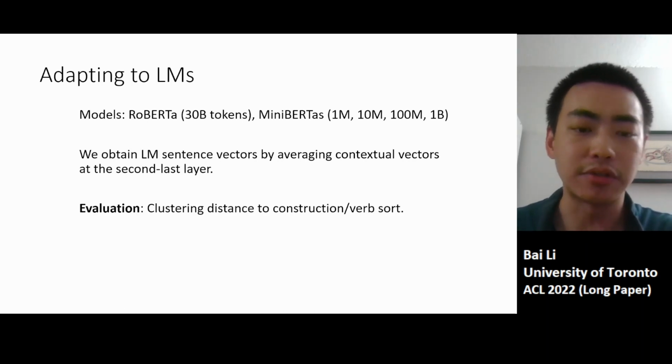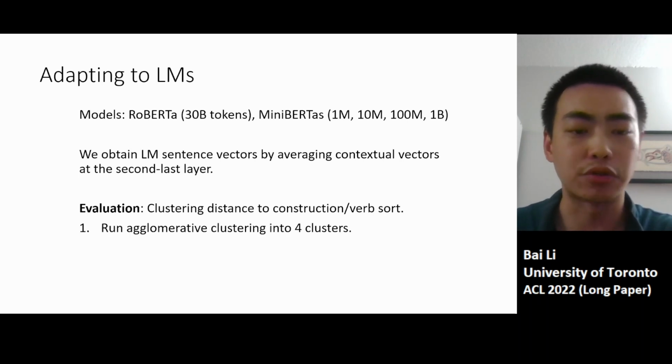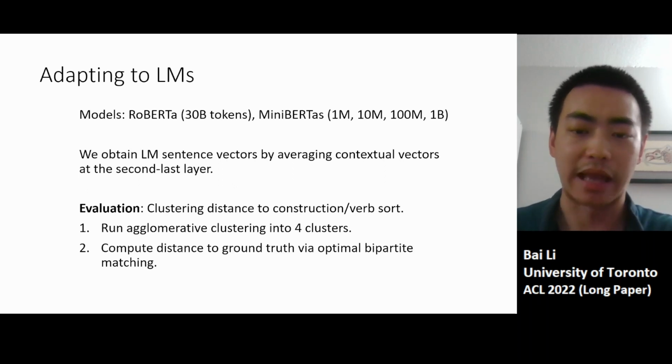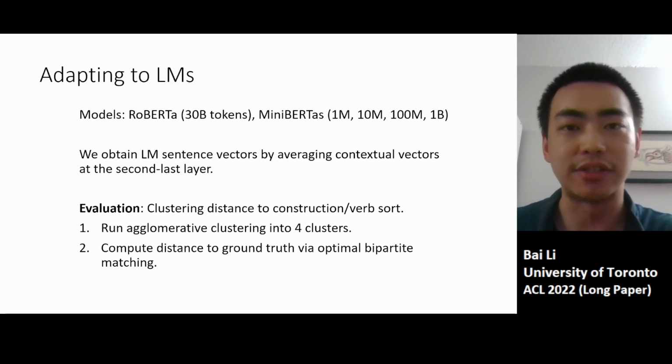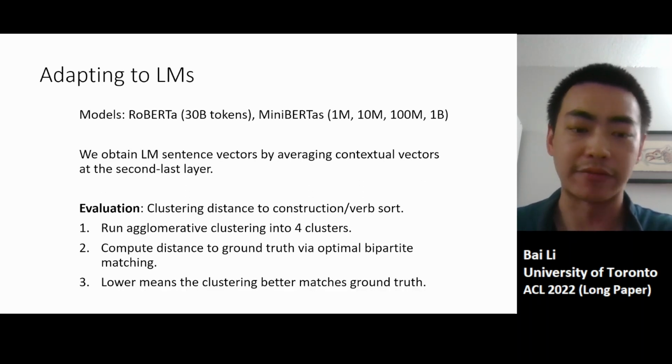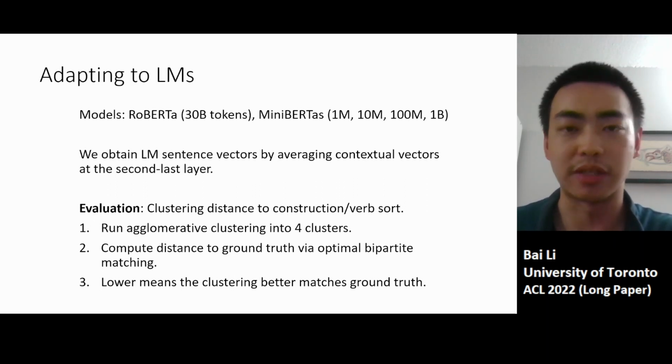For evaluation, we used the clustering distance to a pure verb or pure construction sort. To do this, we first run agglomerative clustering into four different clusters, and then we use a bipartite matching algorithm to compute the distance to a pure verb or pure construction sort. And finally, lower means that the clustering more closely matches either the verb or the construction sort, similar to the human experiment.